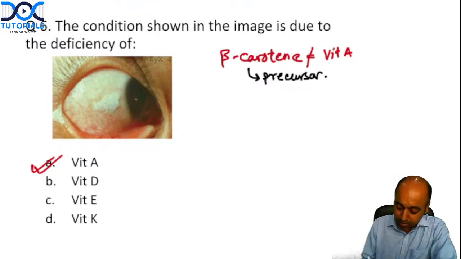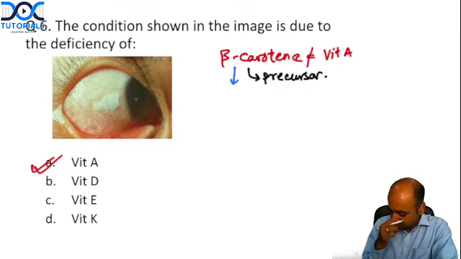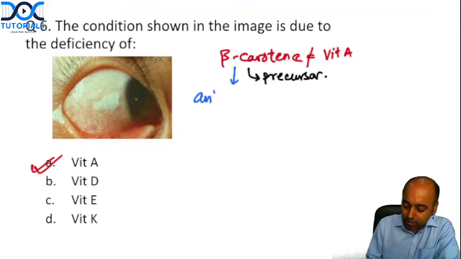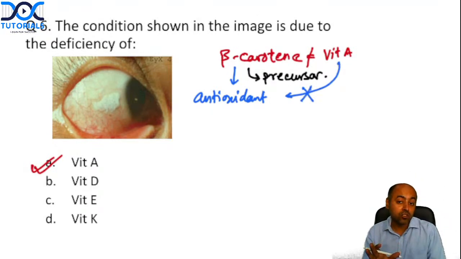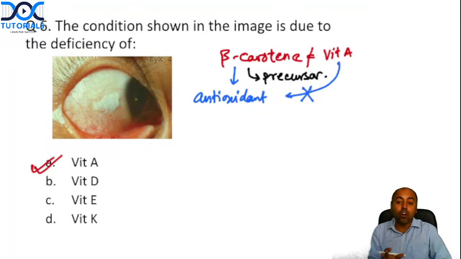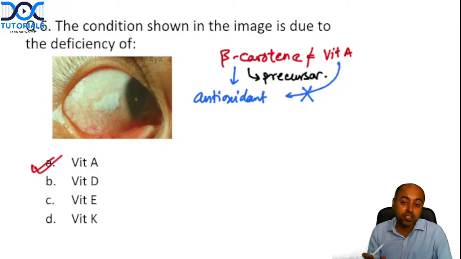Because of this reason, please note, although beta carotene is antioxidant, vitamin A cannot be said to be antioxidant. Okay, vitamin A is not an antioxidant. Beta carotene is antioxidant, but not vitamin A. Please keep this point in mind that vitamin A is not antioxidant. It is beta carotene, which is the precursor form, which is the antioxidant.